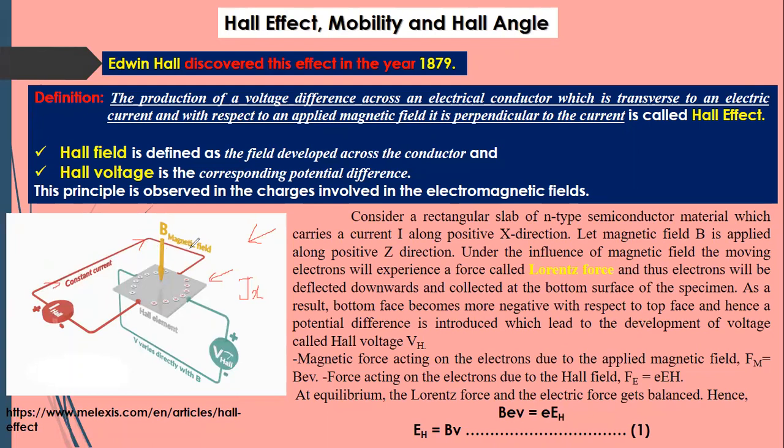That metallic slab is connected with a battery and the current is passed through in this direction, and at the same time the Hall voltage is connected in the opposite direction, or we can say the perpendicular direction. In this way the Hall voltage is connected.